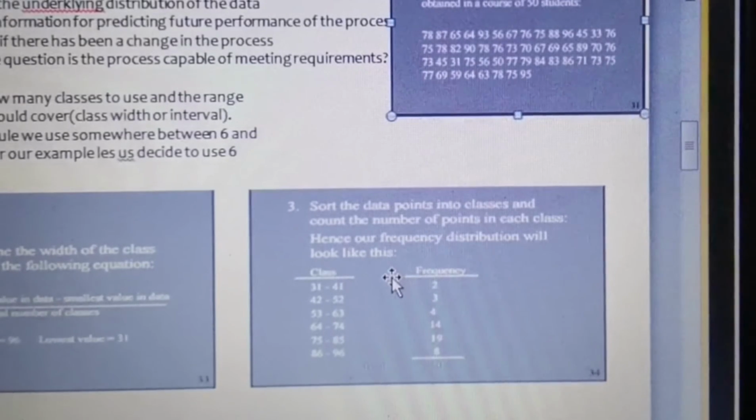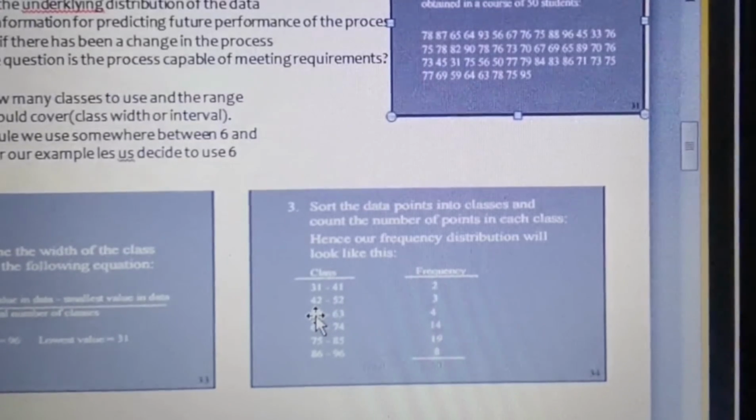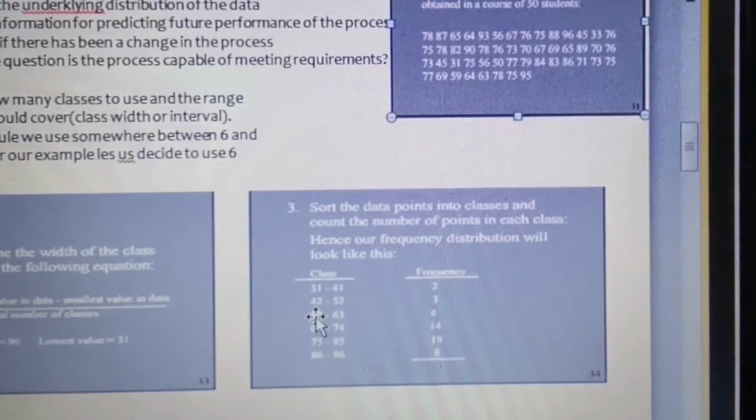So sort the data into classes and count the number of points in each class. For example, if your total number of classes is 6, and you have identified 31, 32, 33, 30, the class interval is 11. So 31 to 41, then 42 to 52. So that is your 11.